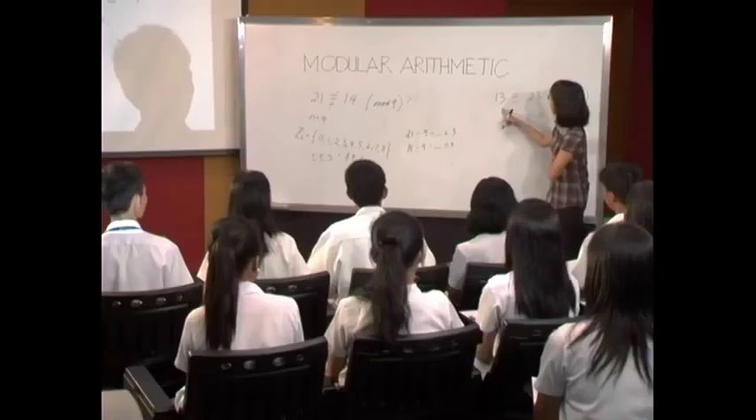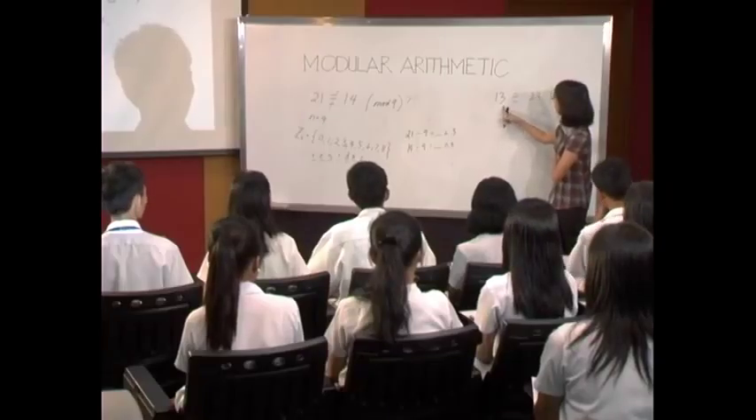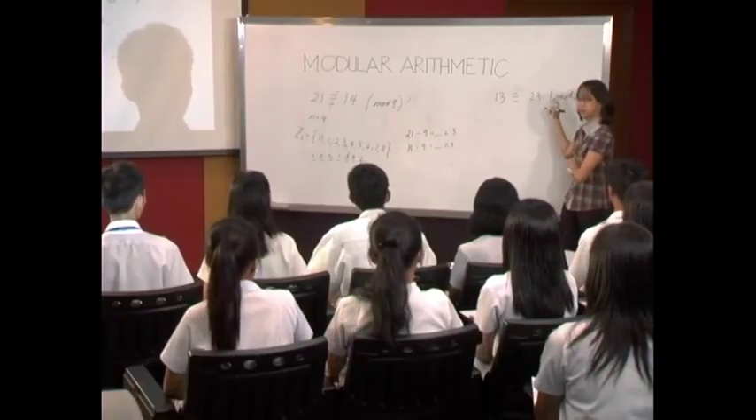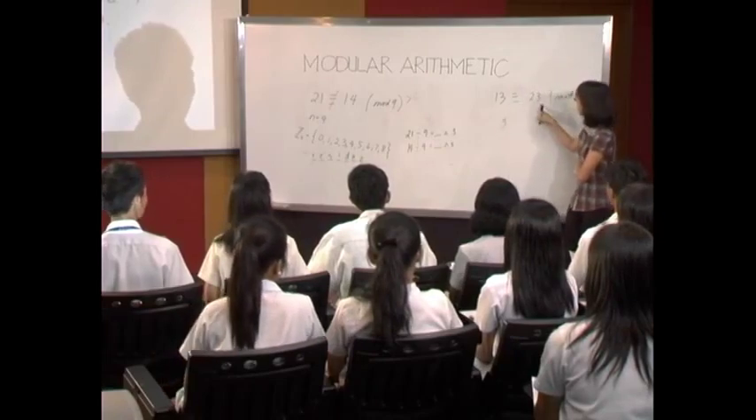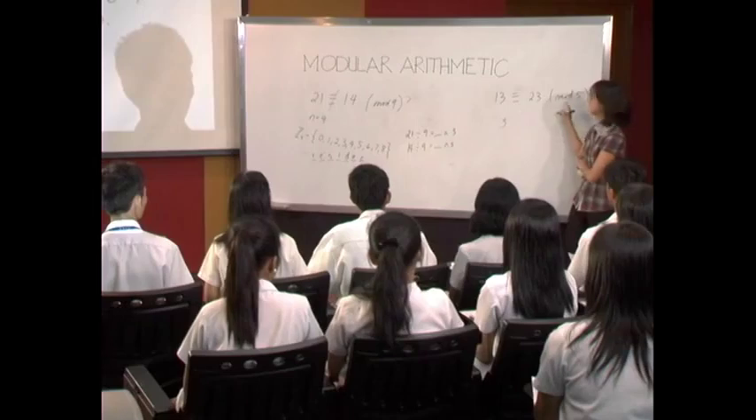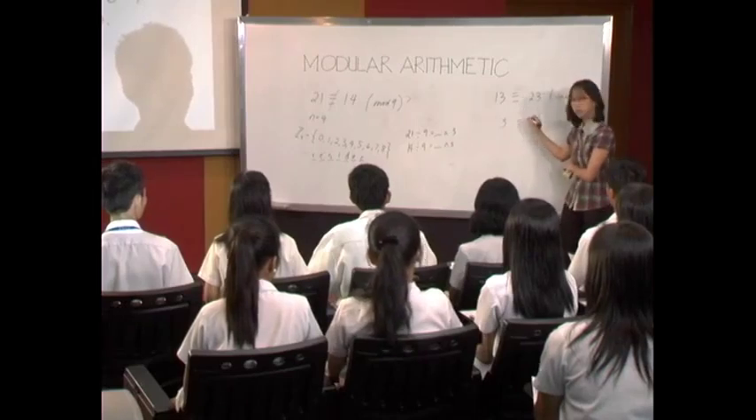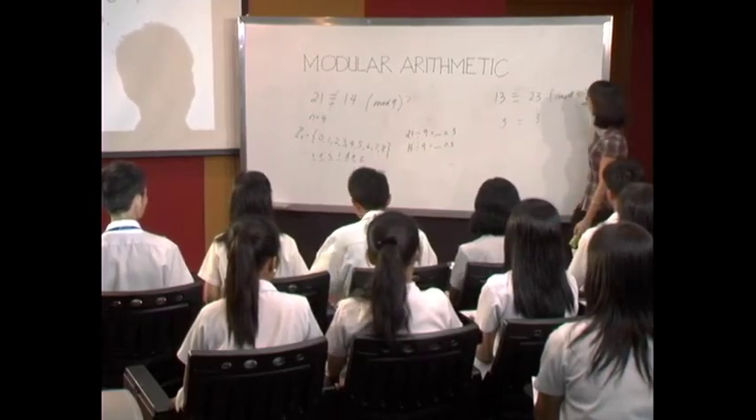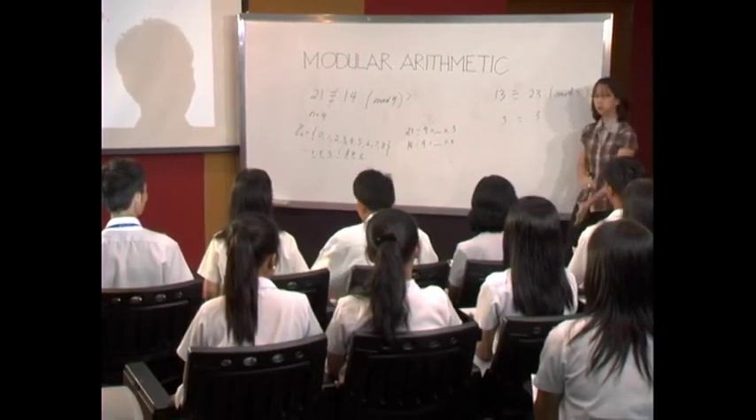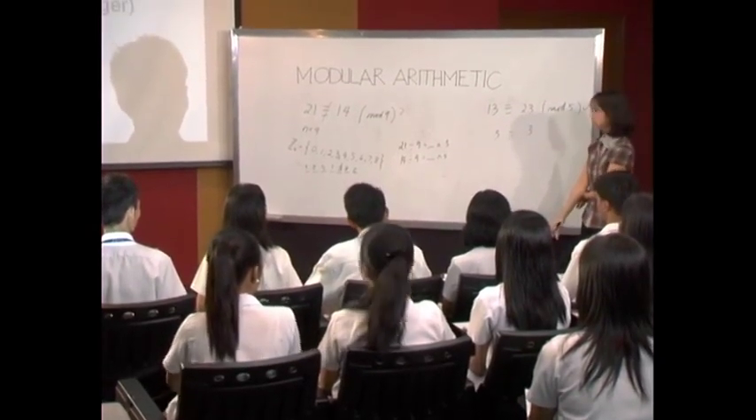Okay. Let's see. What's the remainder when you divide 13 by 5? You get 3. When you divide 23 by 5, you get 3. And is 3 equal to 3? Yes. Okay, therefore, 13 and 23 are congruent modulo 5.